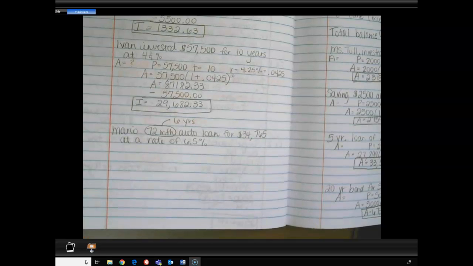So what I want you to do at this point is pause the video, and see if you can find the A, which is what we worked on yesterday, and then see if you can find the I. And when you've figured out both of them, unpause the video and play to see if you got the correct answer.